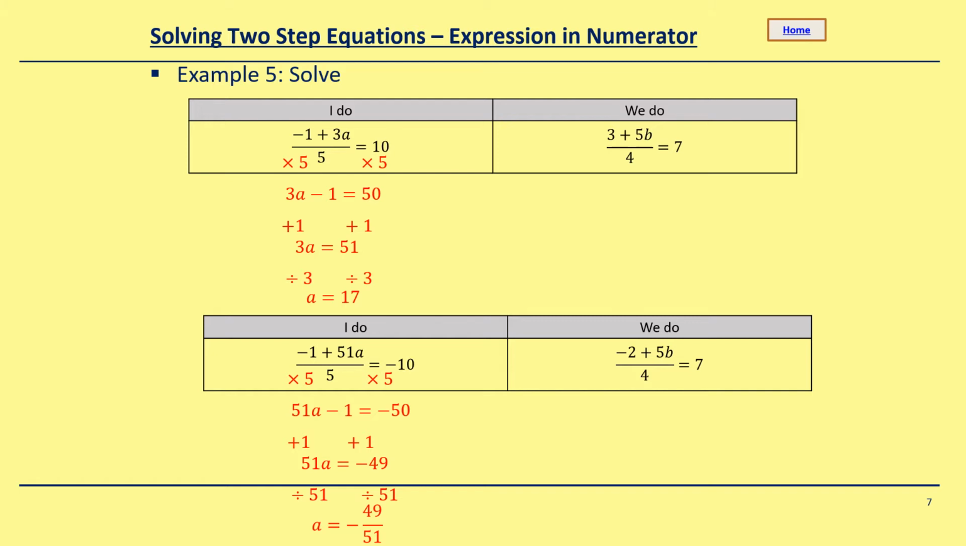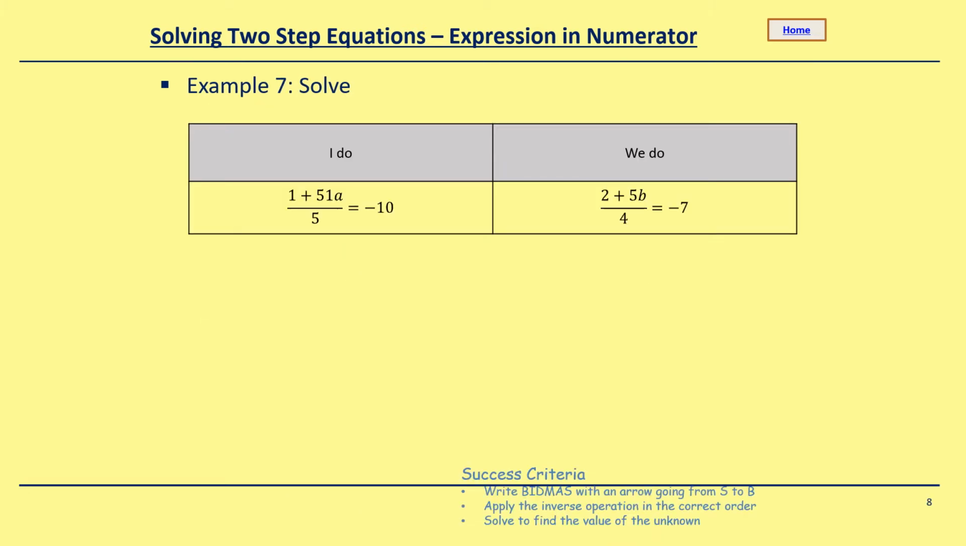Okay, you pause the video and do the next two questions. If you haven't paused the video yet, pause it now. Okay, ready for the answers. I multiplied by 4. I then took away 3. And I then divided by 5. So you should have got b equals 5. And the second one, I multiplied by 4. I then add 2. I then divide by 5 and I get b equals 6.